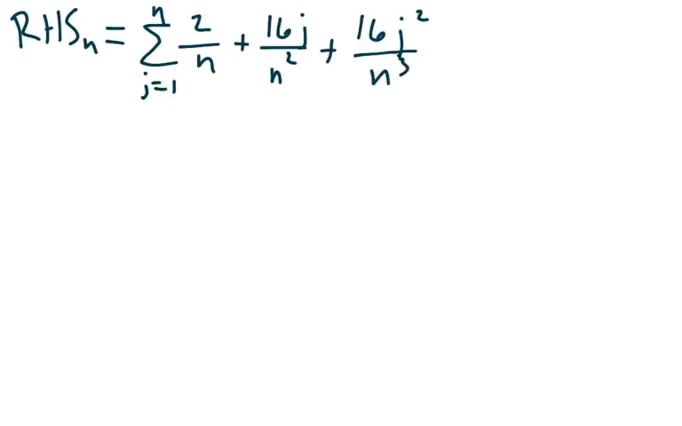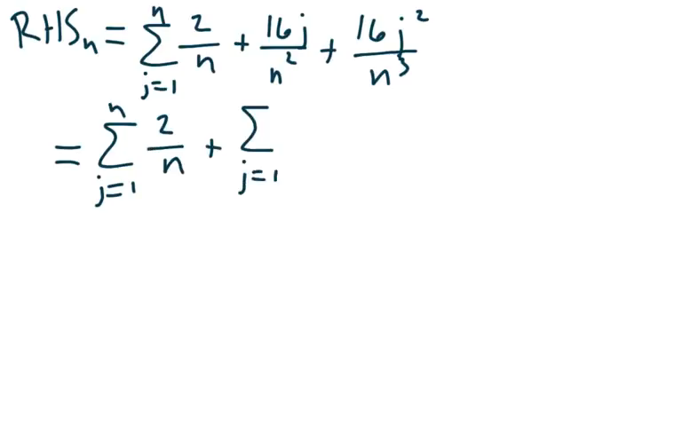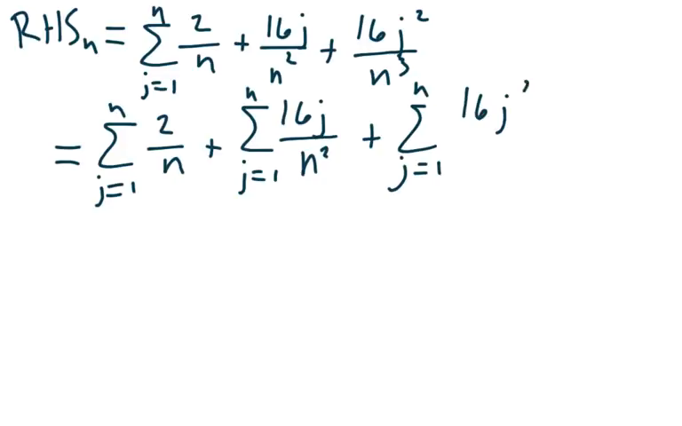Now what we've got is a sum, and all the terms in the sum look like a sum of 3 terms. There are pluses in the middle, so I can use that fact to break this up into 3 sums. It's the sum as j goes from 1 to n of 2 over n plus the sum as j goes from 1 to n of 16j over n squared plus the sum as j goes from 1 to n of 16j squared over n cubed.